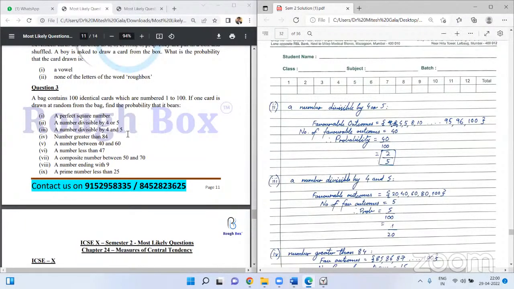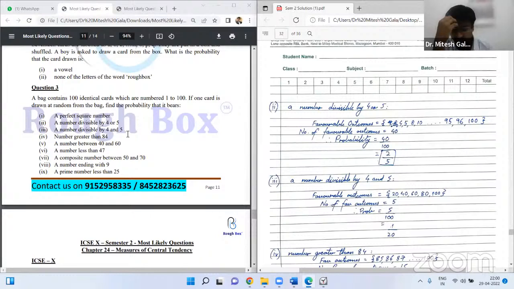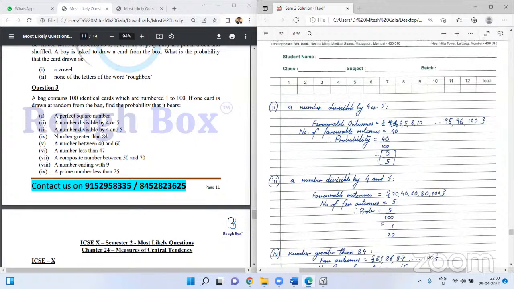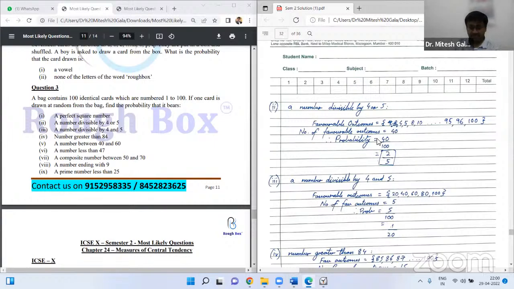So for the number divisible by 4 or 5, is there any easy way to get it, or how did you do it, sir? You get all the multiples of 4, all the multiples of 5, and then all the common multiples of 4 and 5 and subtract them. So it is time consuming. Sir, is it okay if we don't do it in order? Yeah, that's fine. Absolutely.